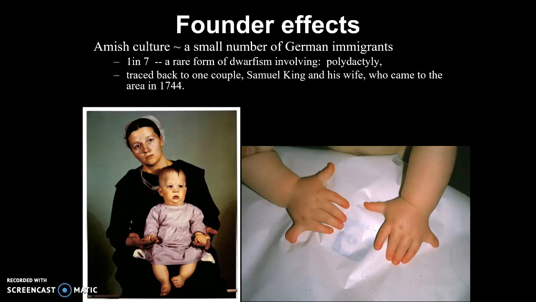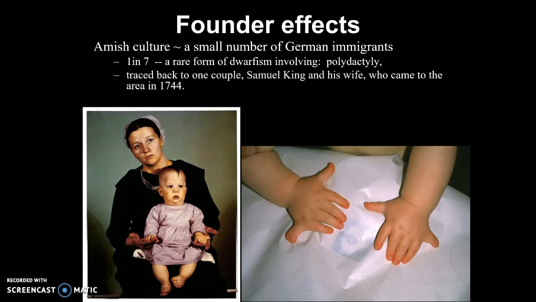So we see this with the Amish culture. A small group of German immigrants came in about the mid-1700s. And with that small group, some of the individuals had a form of dwarfism that included polydactyly. Now remember, polydactyly is that characteristic that gives you 6 fingers and 6 toes. All right, so mixed with dwarfism, it's pretty rare in the general population. It's something like one in 5,000 individuals in the general population.